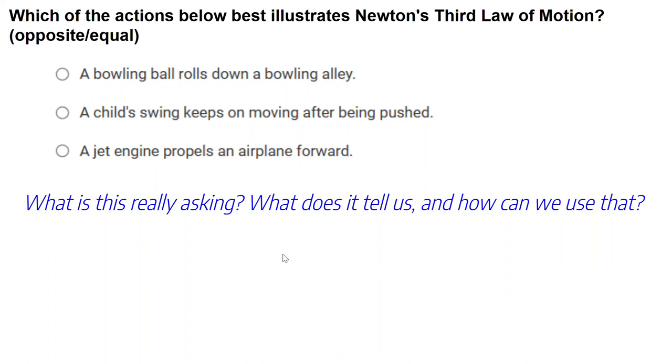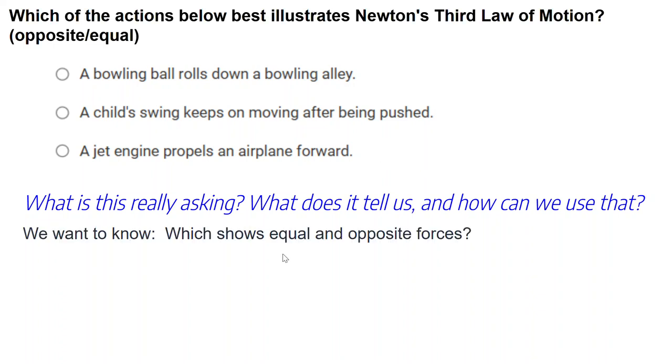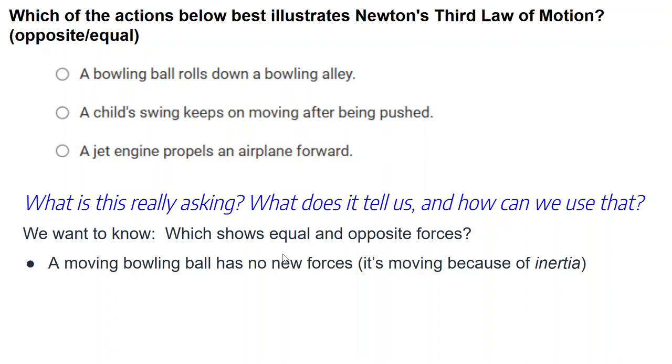All right, so I'm going to look at the first option. I want to know which one of these shows equal and opposite forces, but the first option says a moving bowling ball has no new forces. It's moving because of inertia, right? A bowling ball rolls down a bowling alley. It's not changing its direction. It's not changing its speed because no new forces are acting upon it. So it's just continuing to move because it has inertia.